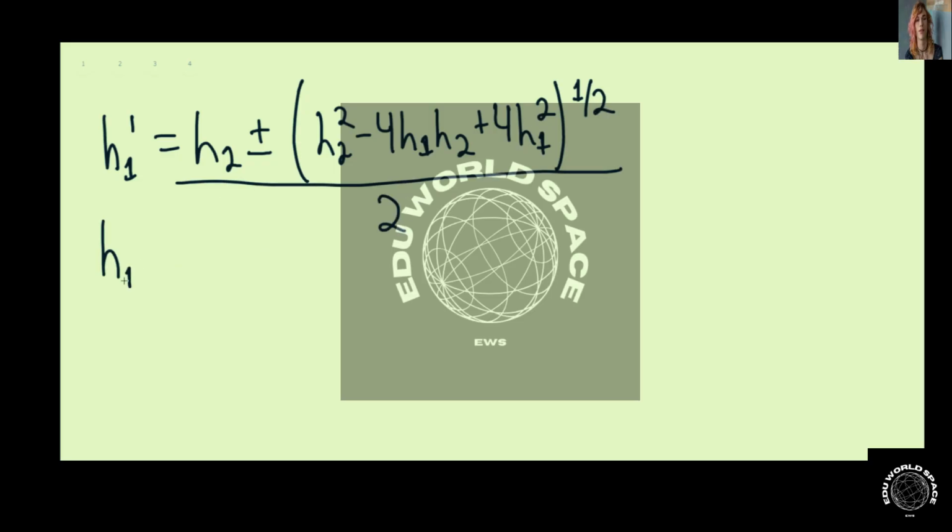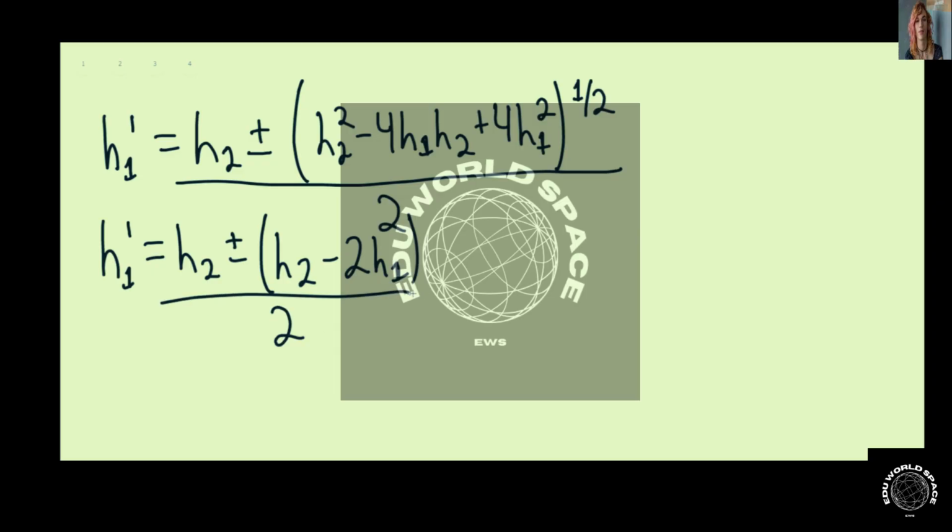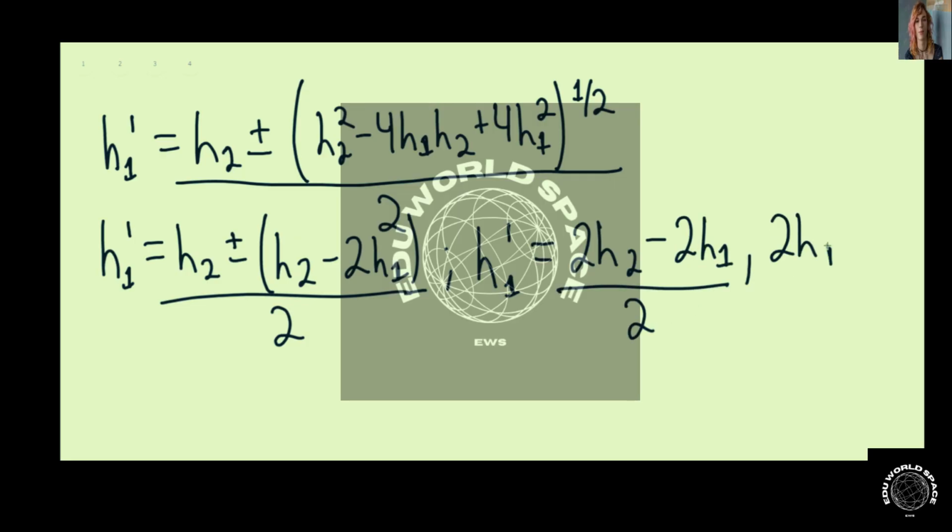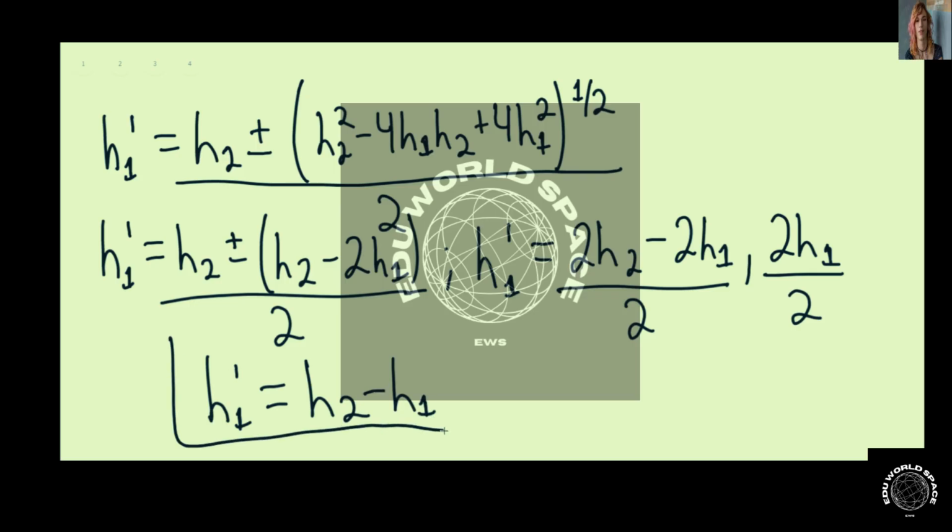So h sub 1 prime will be equal to h sub 2 plus or minus h sub 2 minus 2h sub 1, divided by, again, 2. So h sub 1 prime would be equal to 2h sub 2 minus 2h sub 1 divided by 2, comma, 2h sub 1 over 2. So we can safely say that h sub 1 prime is going to be equal to h sub 2 minus h sub 1. So this would be our answer.